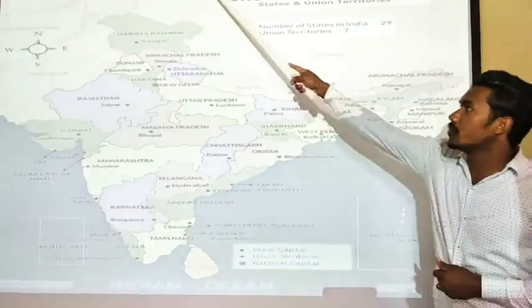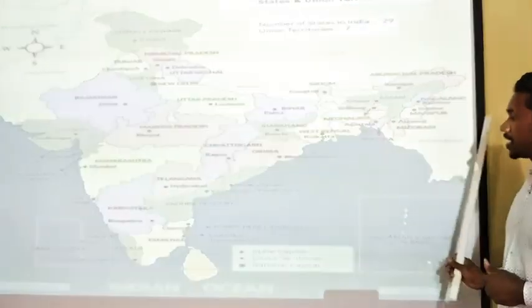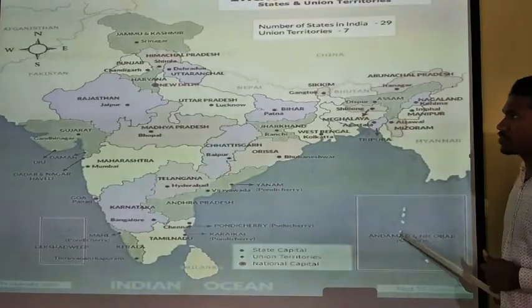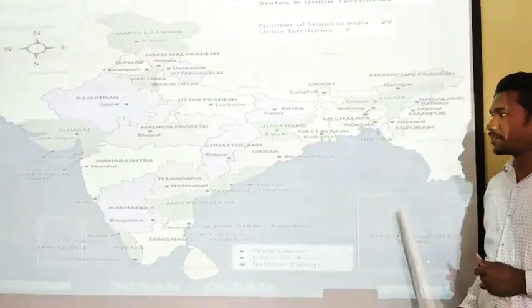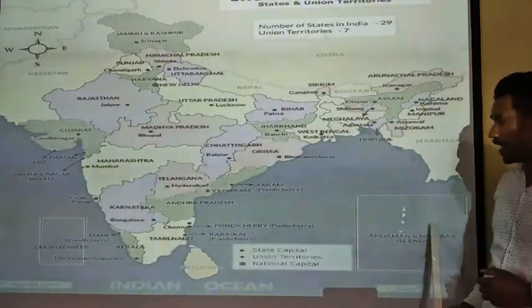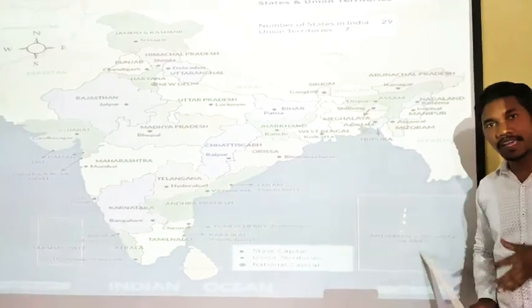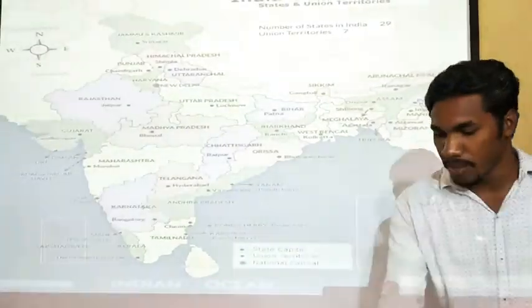So if we divide this like this, in which part of the country will Andaman and Nicobar come? It will come in the east part. Yes or no? East of our India. It is located in the east of India. Andaman and Nicobar. Okay, so let us go back to our lesson.